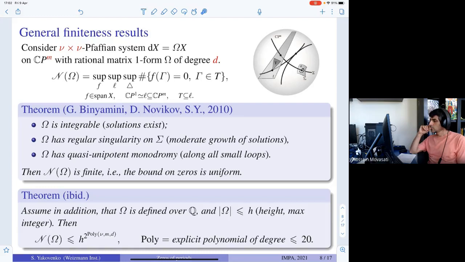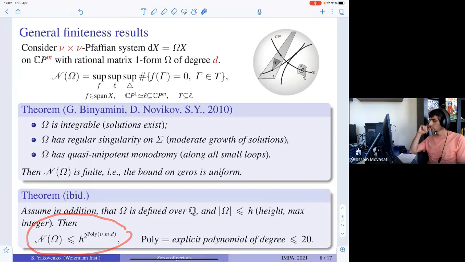And I assume that this dependence is with rational coefficients. And having rational coefficients, we can look at the height of this matrix. That's the largest natural number that you need to write down all rational fractions which enter this matrix. And then the answer is explicit.